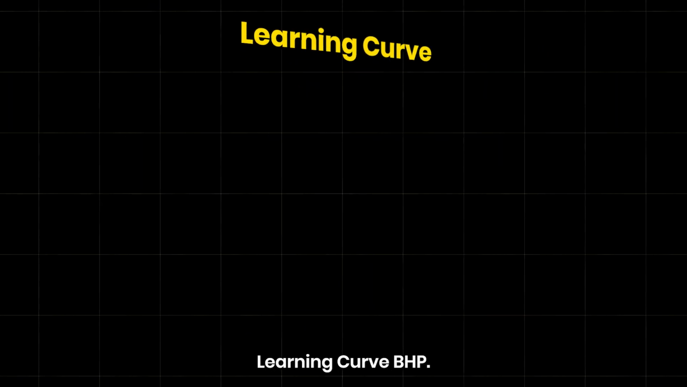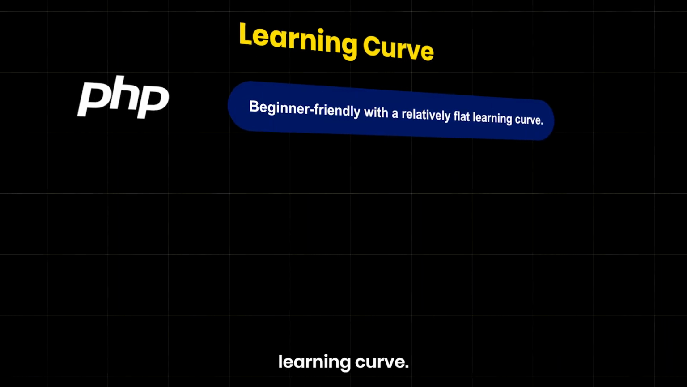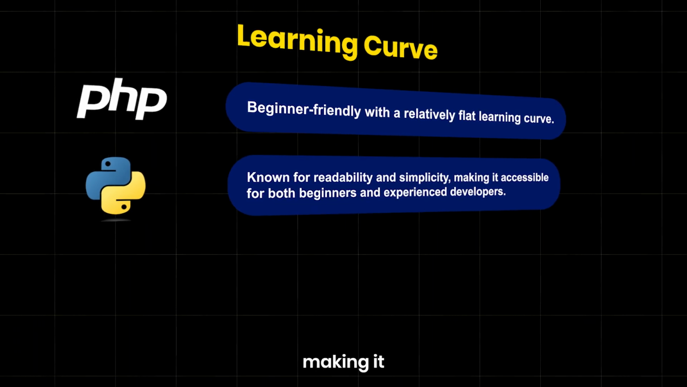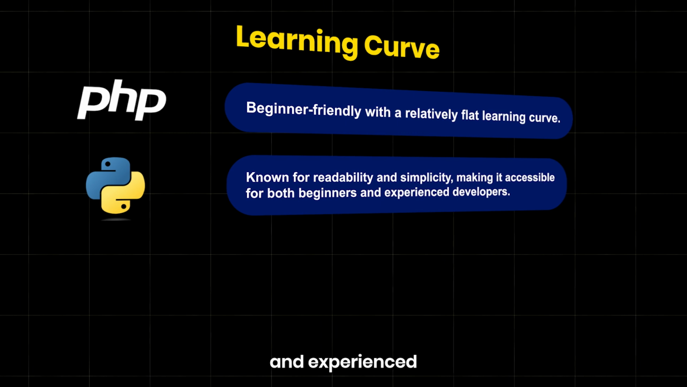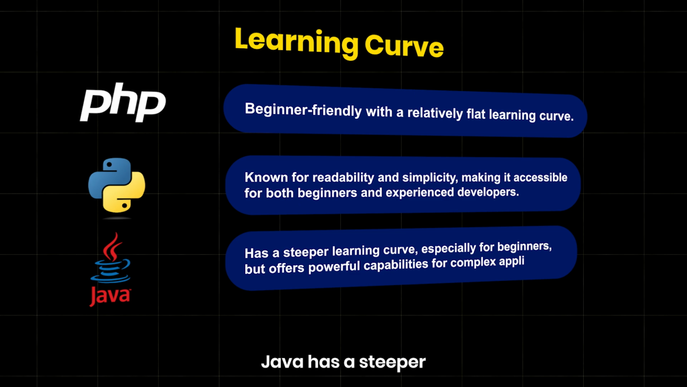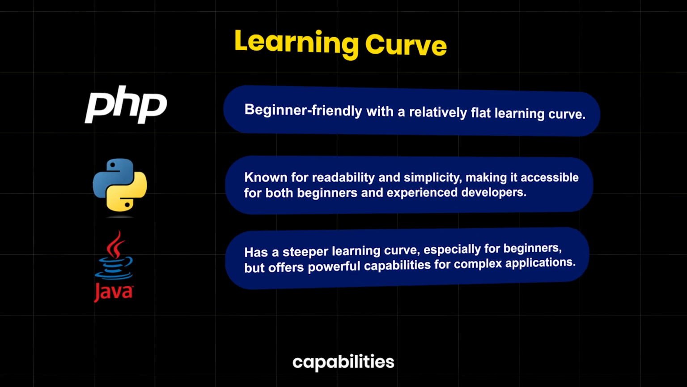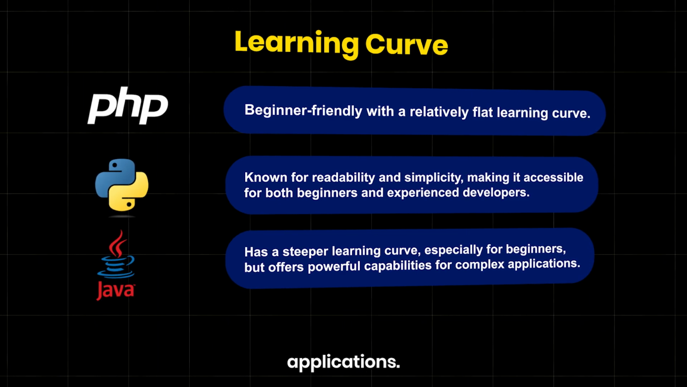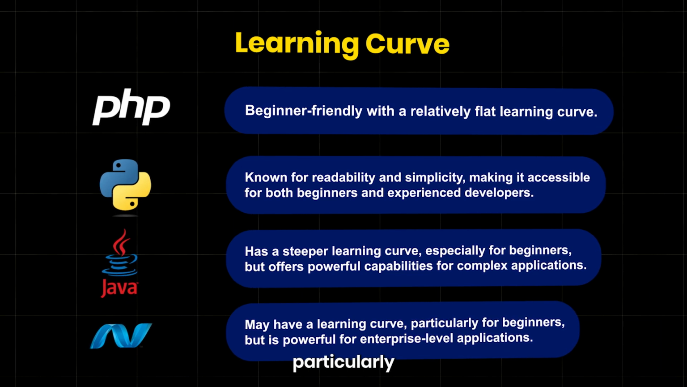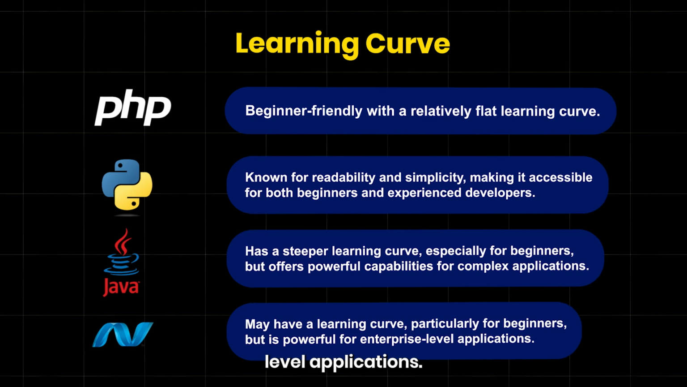Learning curve. PHP: beginner-friendly with a relatively flat learning curve. Python: known for readability and simplicity, making it accessible for both beginners and experienced developers. Java: has a steeper learning curve, especially for beginners, but offers powerful capabilities for complex applications. ASP.NET: may have a learning curve, particularly for beginners, but is powerful for enterprise-level applications.